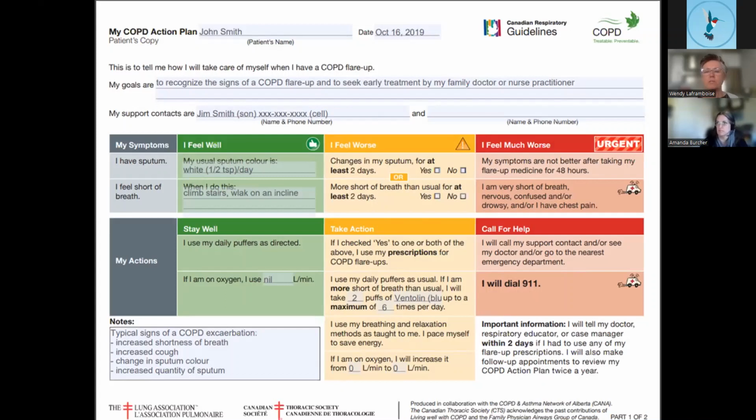If for some reason they couldn't get a prescription or they deteriorated quickly, because some do deteriorate quickly, we of course advise them to present to the emerge, and their symptoms are typically extreme shortness of breath, confusion, drowsiness, and chest pain.